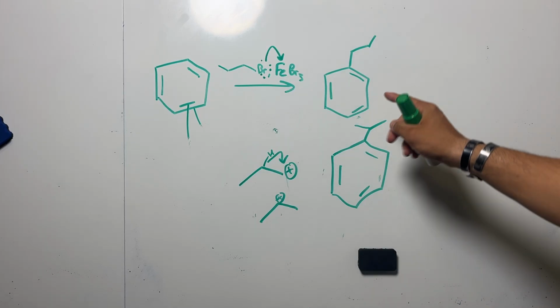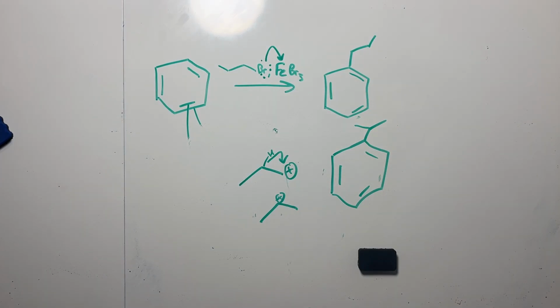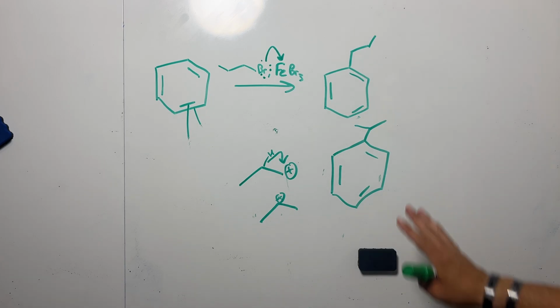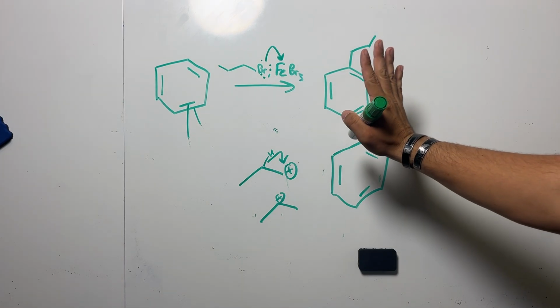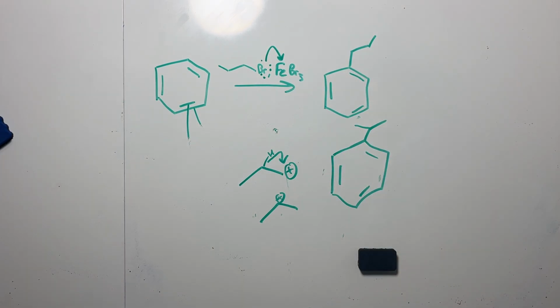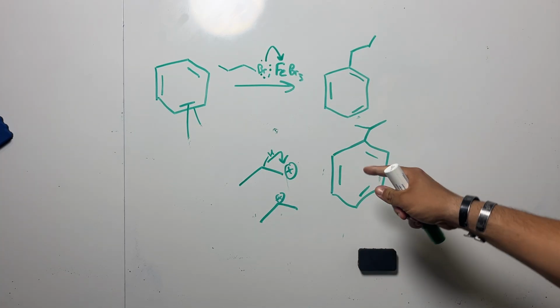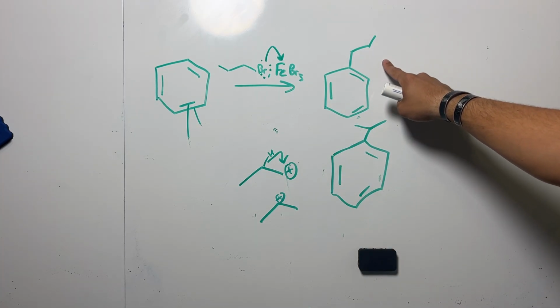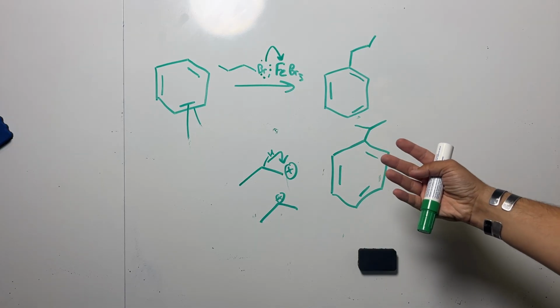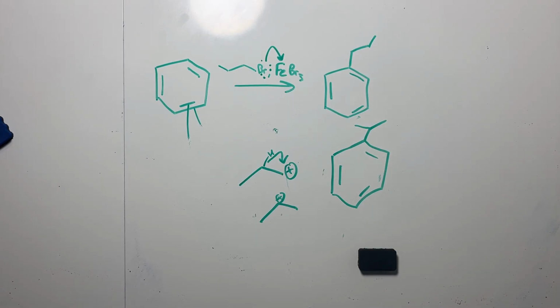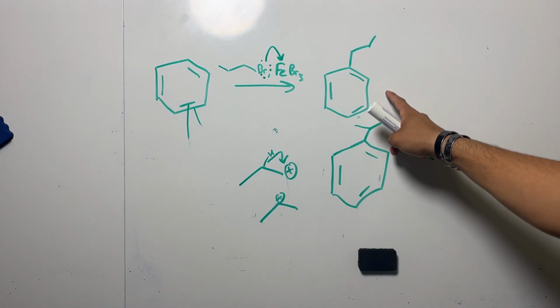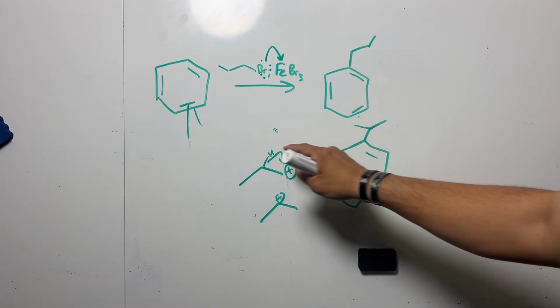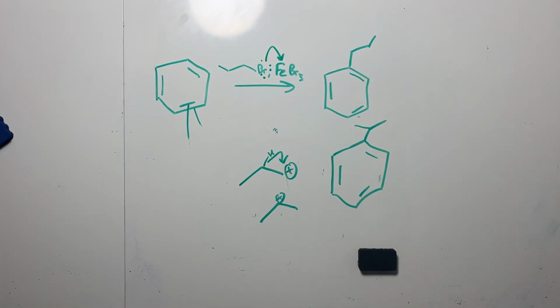Secondly, we'll talk about directing groups in another video. But directing groups determine where the incoming electrophile or incoming group will go on the ring. And alkyl groups like this are what's known as weakly activating or weakly electron donating. So not only do we have our nice product here, but now it's actually more reactive than our starting material. So it's hard to control this at just one alkylation.